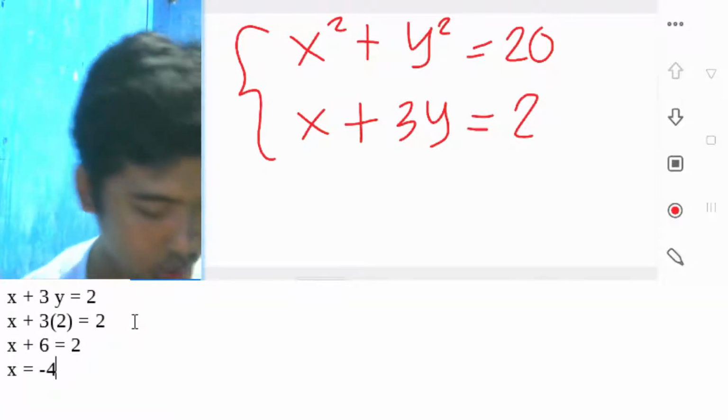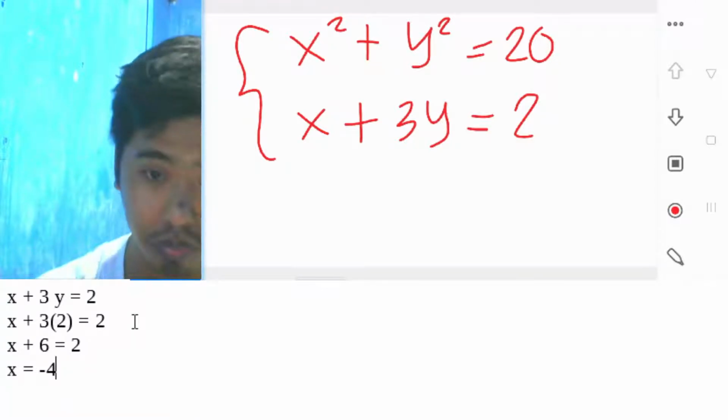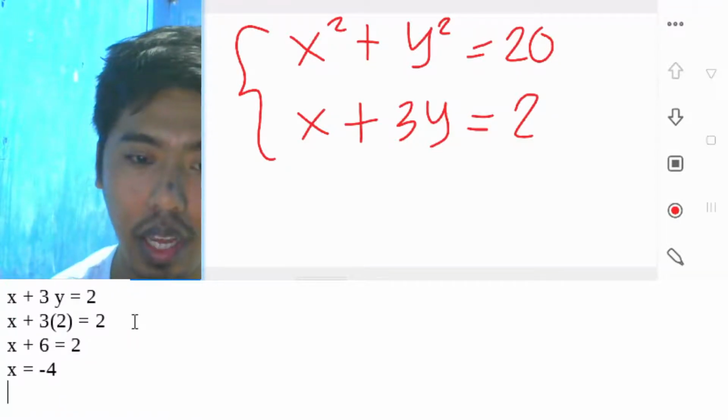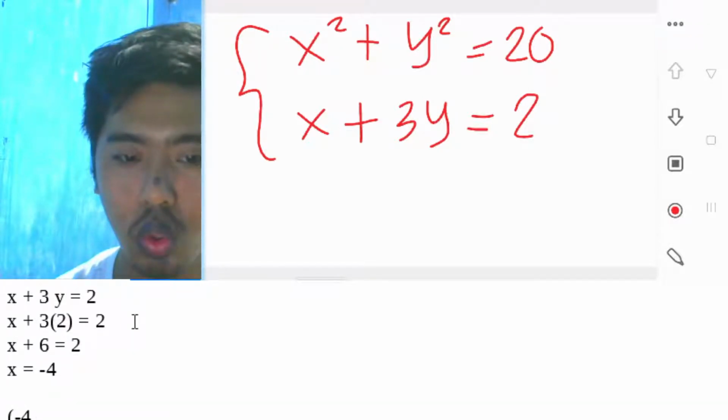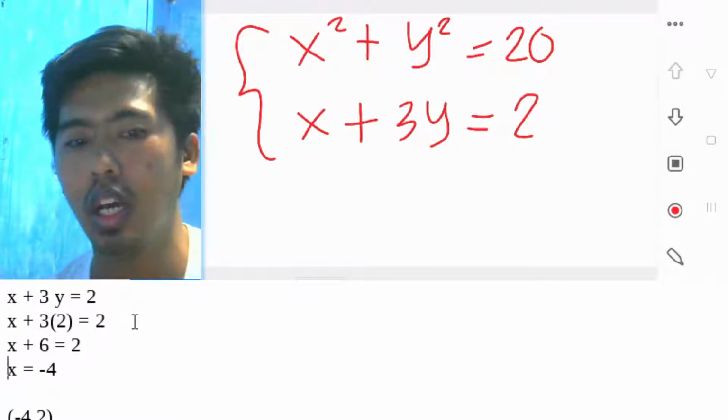So, therefore, we can conclude that if x is negative 4, then y is 2. That is the first solution.